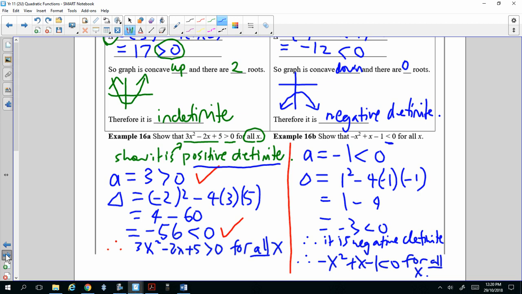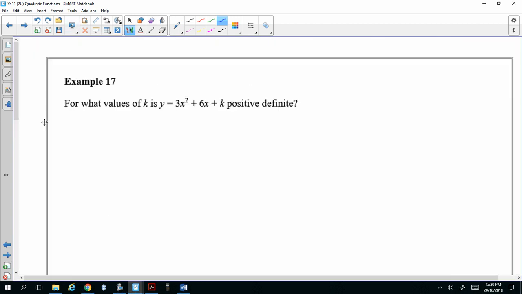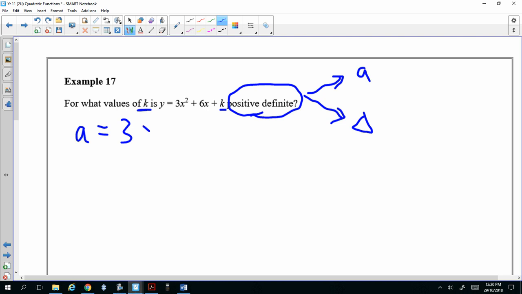Okay, next question. All right, now we have to find k. We've been doing this kind of question before, right? Where you have to find a missing coefficient. You have to find a k so that it's positive definite. So when you see the words positive definite, you think about two things. Which two things do you think about? The value of A and the discriminant, right? So A has to be positive. So is A positive? Yes, it is. It already fits the first criteria. What's the second criteria? The discriminant has to be negative. Okay, so let's find the discriminant. It is b squared minus 4ac. And that has to be negative.